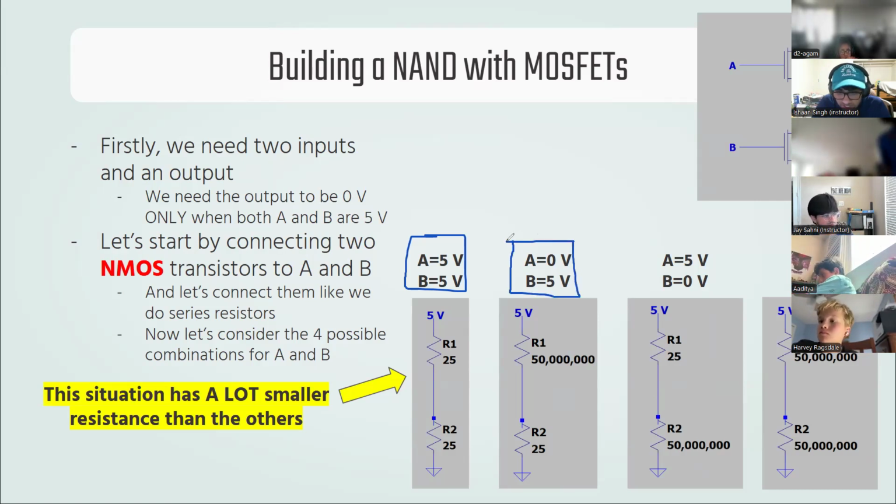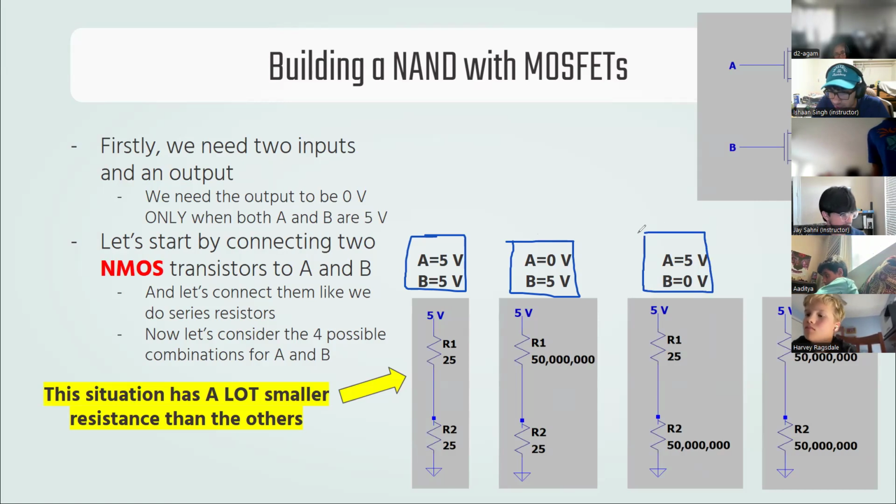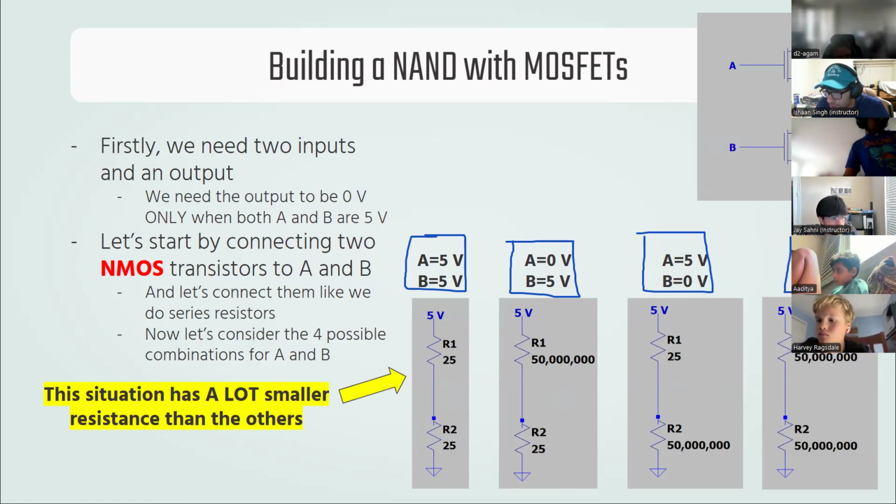If A is 0 volts and B is 5 volts, the first transistor is off and it has a really big resistance. The second one is on and it has a small resistance. Same thing here. If A is 5 volts, the first one's on and has a small resistance, the second one's off and it has a large one. And the last one, if they're both 0 volts, then they're both large. Does it make sense how we get to these resistance values from A and B being their given voltages? Are we all clear on that?